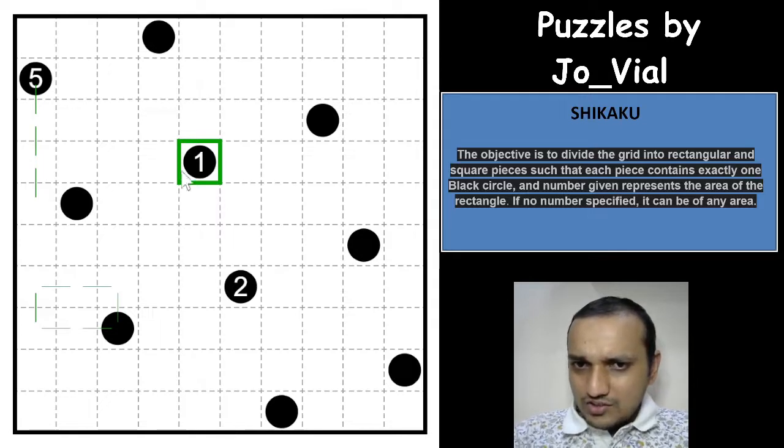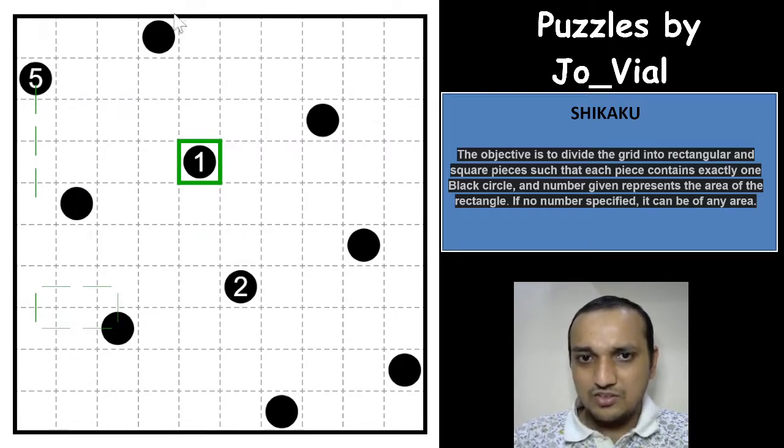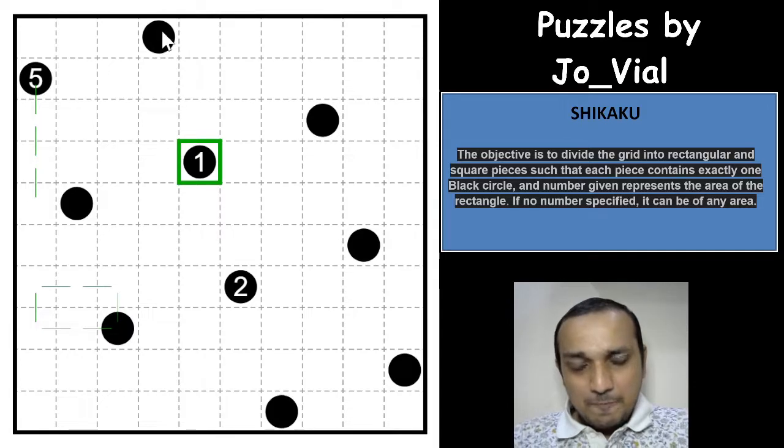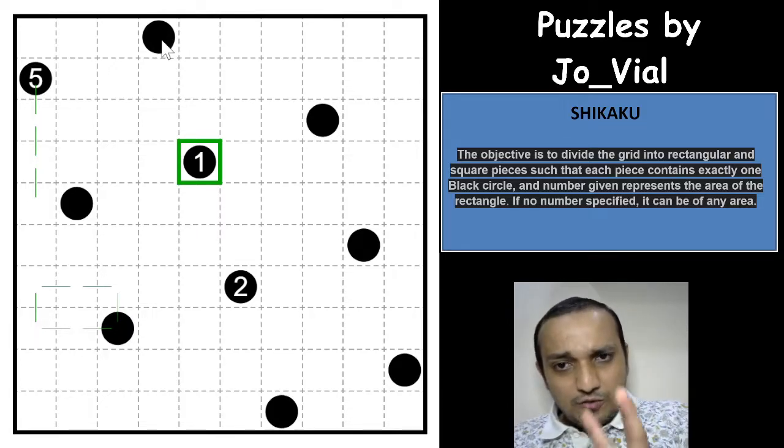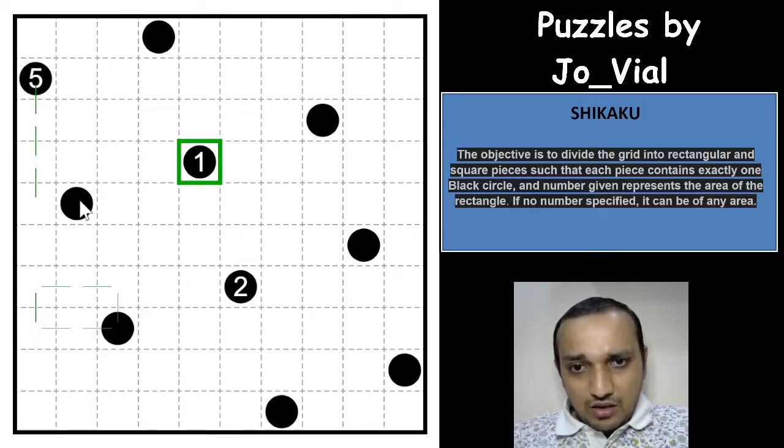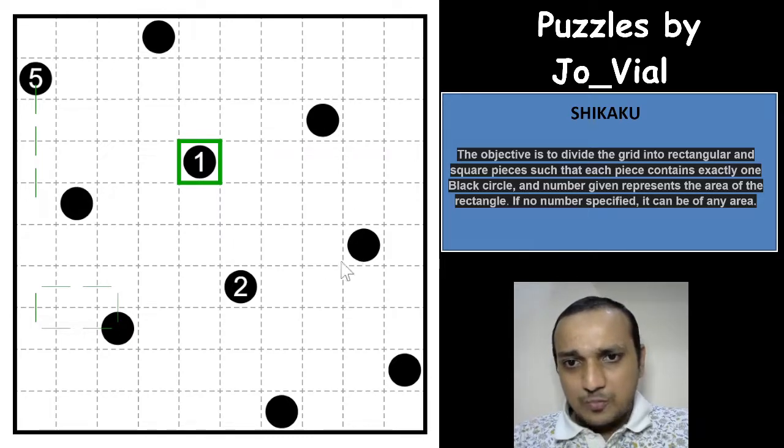All these cells adjacent to 1 will have to be taken by different circles, right? It cannot be same circle. So this cell can be taken by this or this circle, this cell can be taken by this or this circle, this cell can be taken by this or this circle, and this cell can be taken by this or this circle. So every cell has possibility of 2 circles, and these are the 4 circles that takes the possibility.